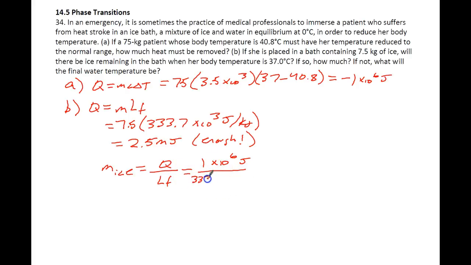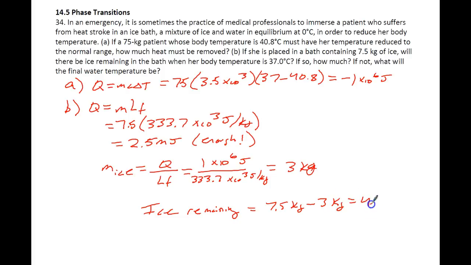And we know the latent heat of fusion is 333.7 times 10 to the third joules per kilogram. So that gives us a mass of ice of about 3 kilograms. So the ice that remains is equal to 7.5 kilograms, which is what we started with, minus the 3 kilograms, which gives us 4.5 kilograms of ice remaining.